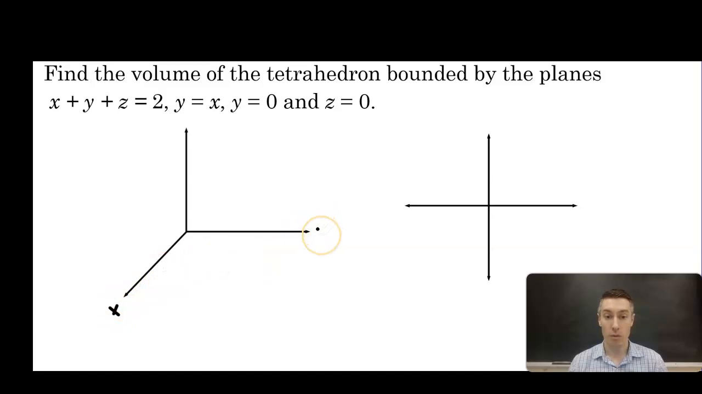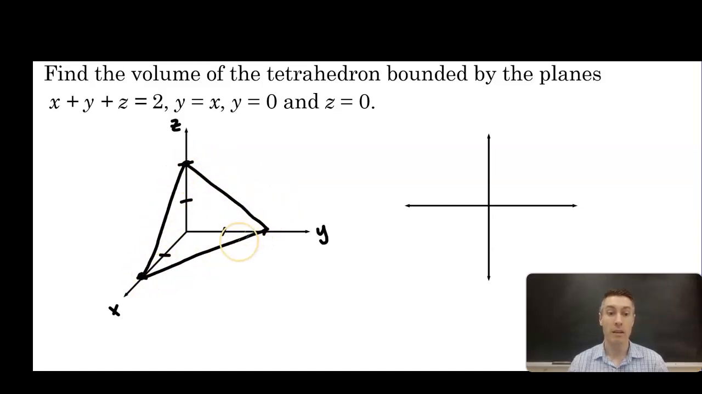So first, with any triple integral, is to try to sketch the solid as best we can. So x plus y plus z equals 2. So we can go to 2 on each axis. So then we have our intercepts, and we can connect them to create the triangular portion of that plane. So 2, 2, and 2.